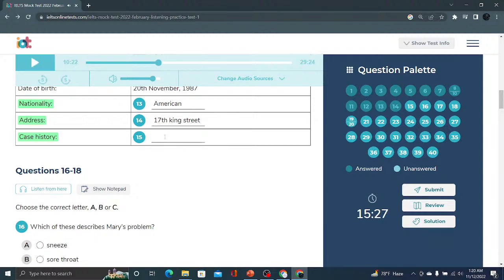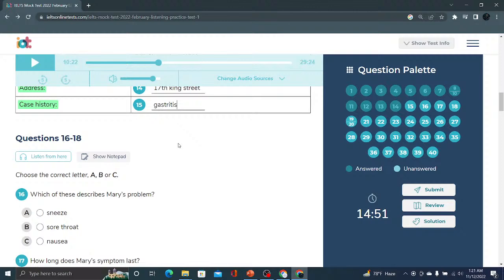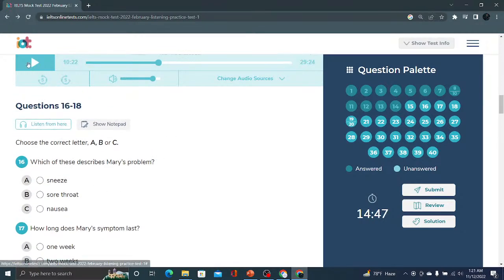Okay, I hope you got the answer, because he was saying that I got gastritis when I was in middle school. So the answer would be gastritis. Okay, let's move on. Question number 16 to 18. Choose the correct letter A, B, or C.